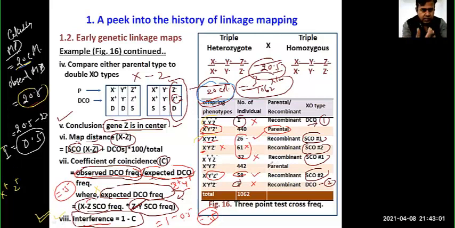Only based on the observed data, you can calculate it. But you should be very aware of this formula: map distance, gene order, and then coefficient of coincidence. Sometimes this is asked as CC or CIC or C simply. They can give you various kinds of notation. Is this clear? Yes, sir.